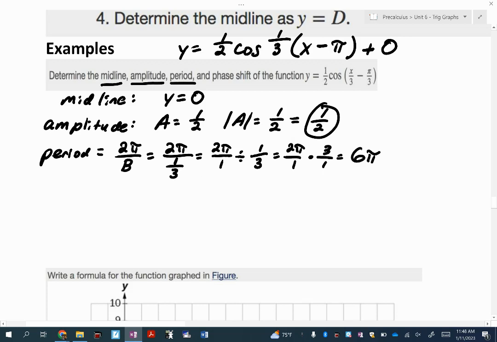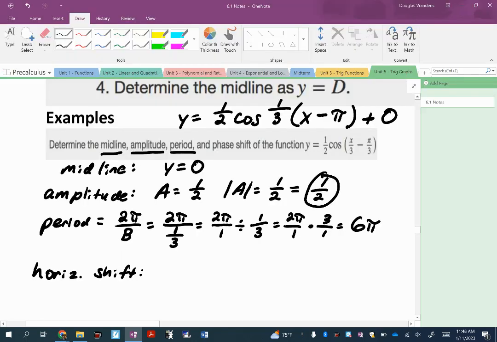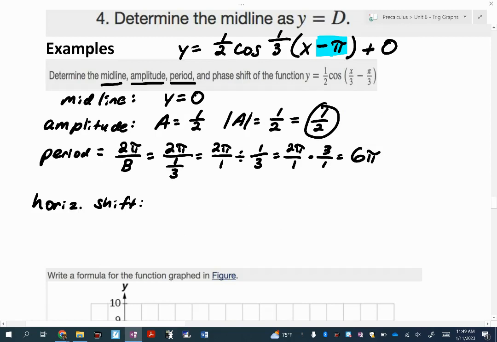All right, so you notice my period is bigger than 2 pi, which is the regular period. So in terms of when I sketch this, which I'm not going to, but if I were, it would take longer to do one full cycle. And let's do the phase shift, which I'm going to call the horizontal shift. All right, if you look inside the parentheses that I did, I have minus pi. So think opposite. The opposite of minus is positive. So this is going to be pi units to the right.